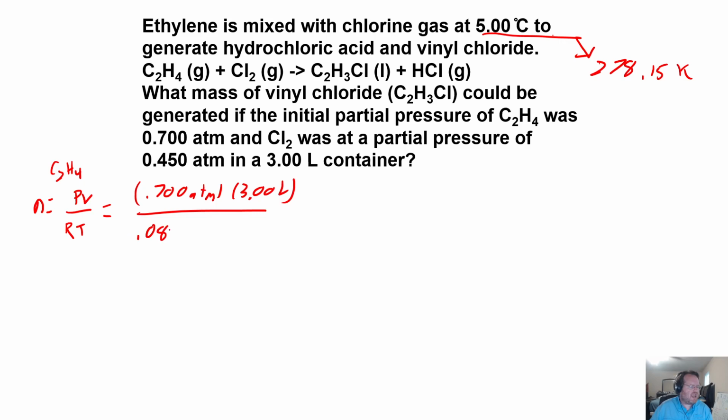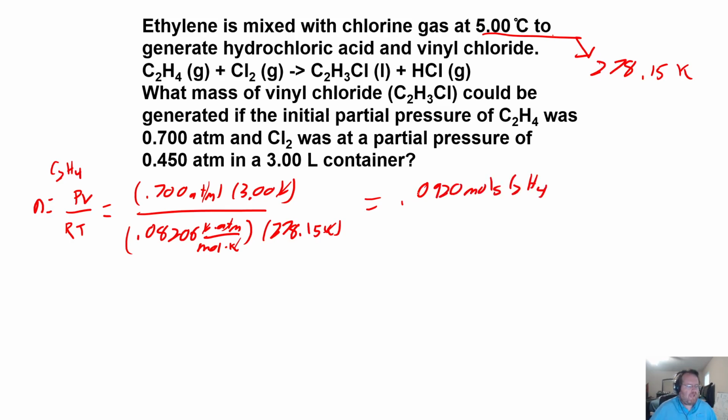R is 0.08206 liters times atmospheres per mole Kelvin. And then our temperature is 278.15 Kelvin. Our Kelvin, liters, and atmospheres cancel. And so let's get how many moles we have of this. 0.7 times 3 divided by 0.08206 divided by 278.15. This is 0.0920 moles of C2H4.